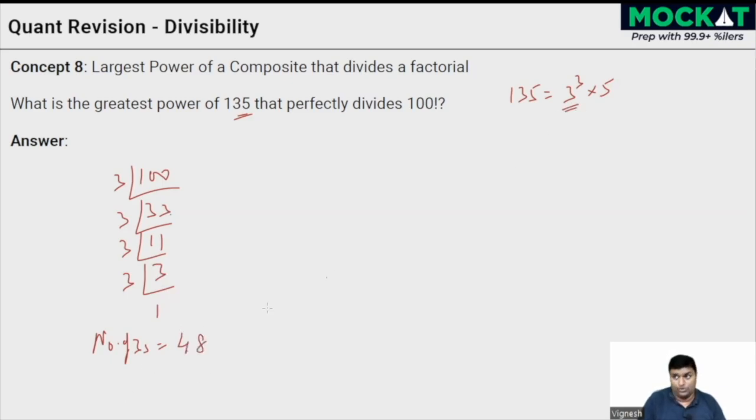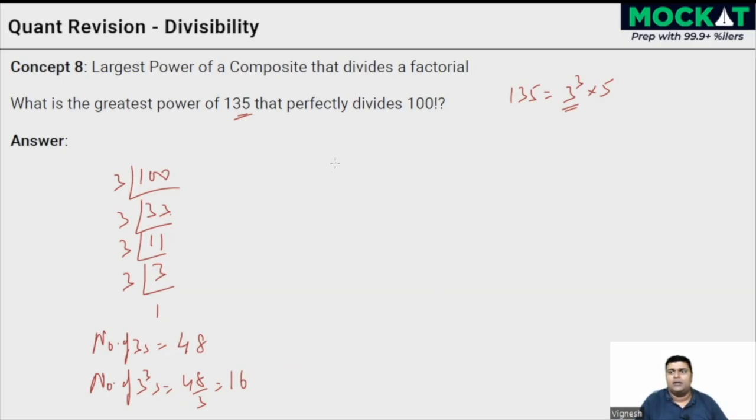But I want 3 cubes. The number of 3 cubes is what? 48 in this case is perfectly divisible, right? 48 by 3 gives me 16. If it would have been something like 47, no decimal, I can say there are 15 3 cubes. Extra 2 3's, I can't do anything with them. The number of 3 cubes in 47 is going to be 15 only. But here it was 48, so 48 by 3, 16 3 cubes.